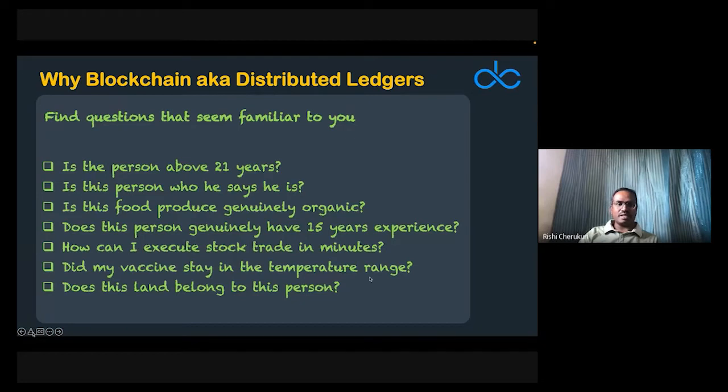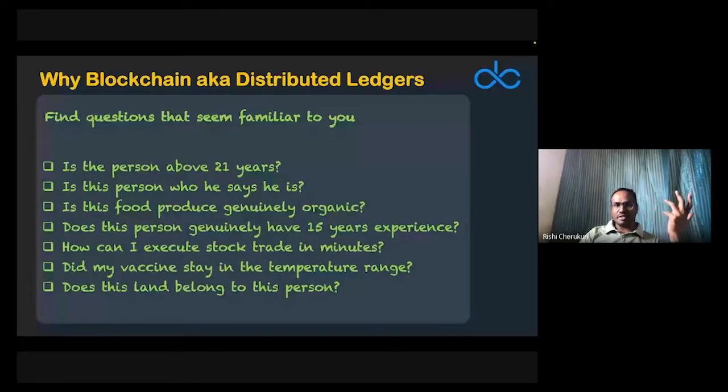So we already talked about: did my vaccine stay in the temperature range? How can I execute a stock trade in a few minutes? Does a land belong to a person? So how do you make sure that whether something that is done is true, is correct or not? In this way, blockchain can help you record all of these things and provide solutions to a lot of these aspects, right?